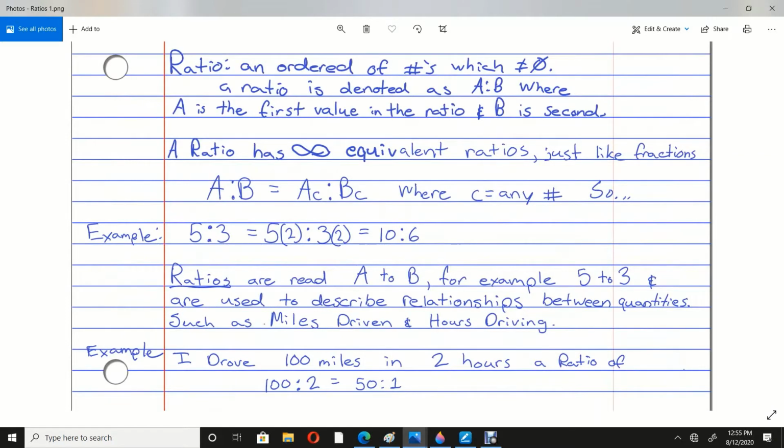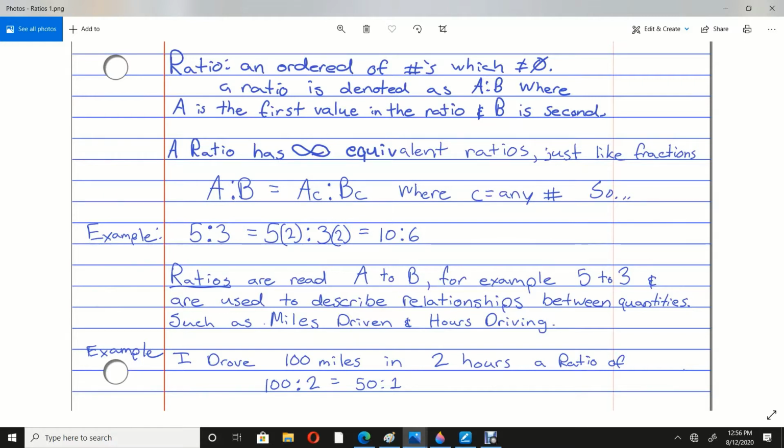All right, so first of all, you start with the definition of ratio. A ratio is an ordered pair of numbers which do not equal 0. That's what the little equal sign with the slash through means. Does not equal. A ratio is denoted as A colon B, where A is the first value and B is the second value in the ratio.